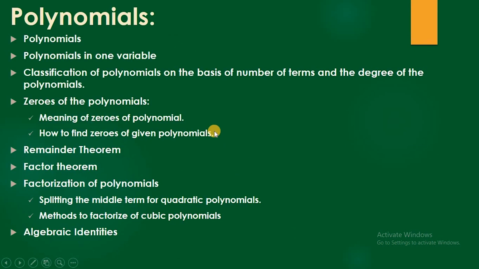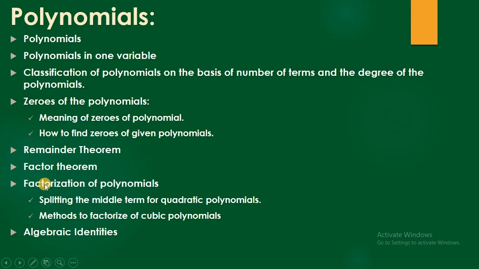Okay, now the polynomial. In this chapter, in class 9, what we are going to learn is the meaning of the polynomial and the polynomial in one variable, and then we'll learn about the classification of polynomials on the basis of the number of terms and the degree of the polynomial. And after that we are going to learn the zeros of the polynomial, and here we'll learn the meaning of zeros of the polynomial and how to find zeros of the given polynomial. And then we are going to learn the remainder theorem and factor theorem.